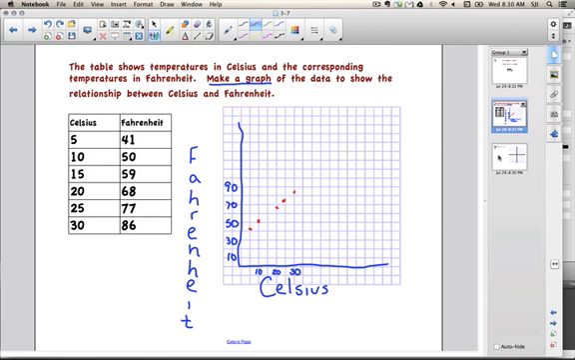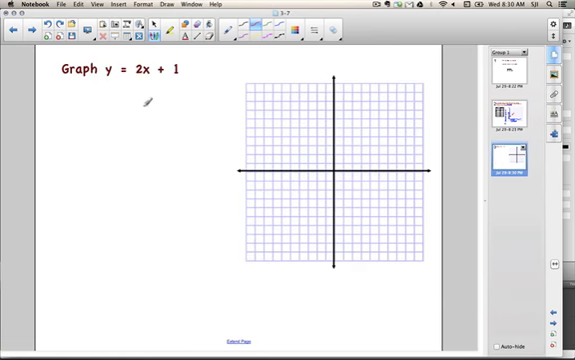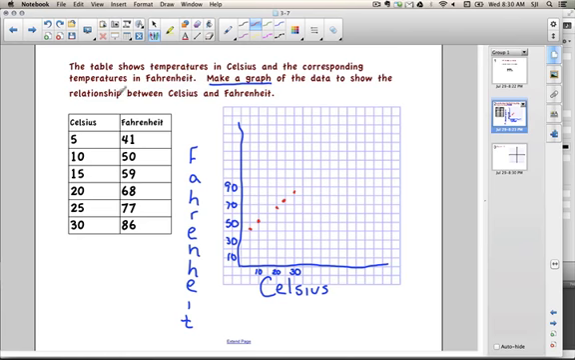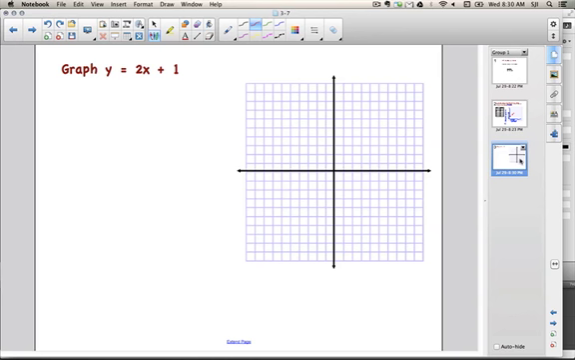Our next question is going to be a little bit different. Here we're given an equation. We're told that y equals 2x plus 1, and we have to graph it. Well, this one doesn't give us a nice table of data like this one did over here for us to simply graph. Here, we're just given an equation.